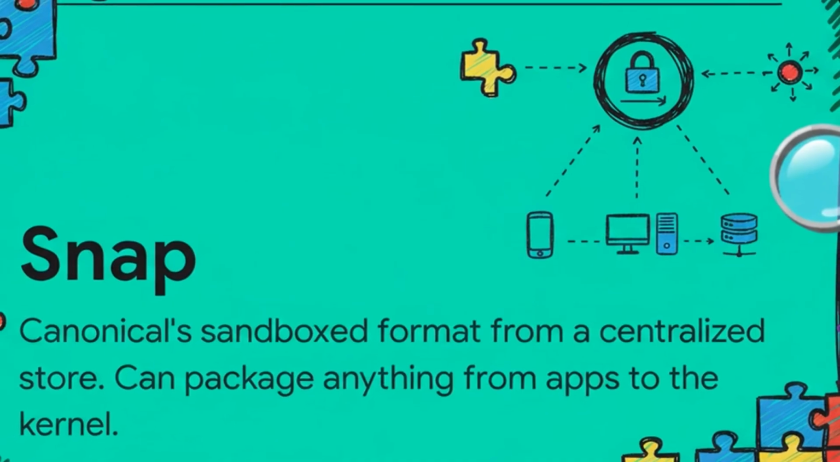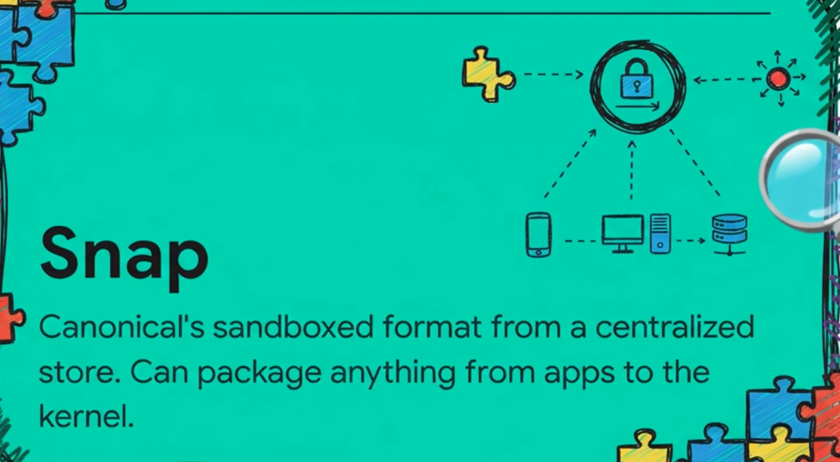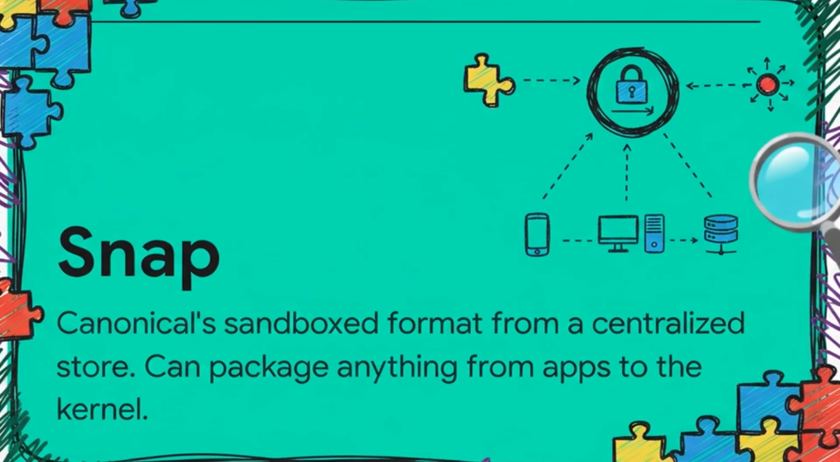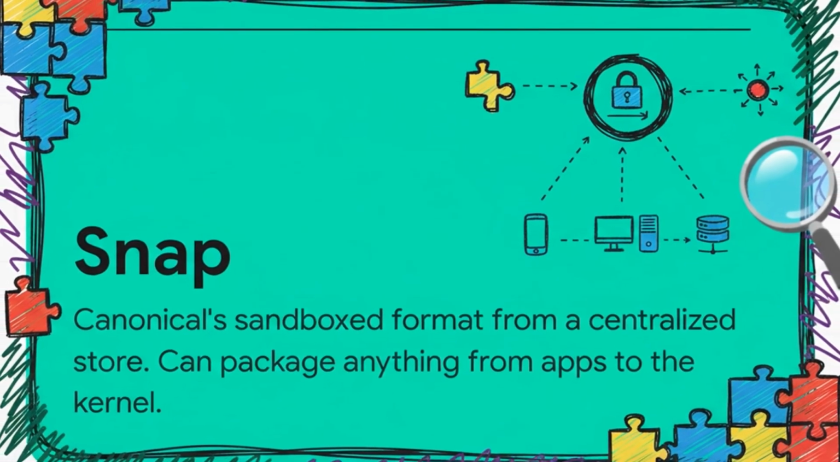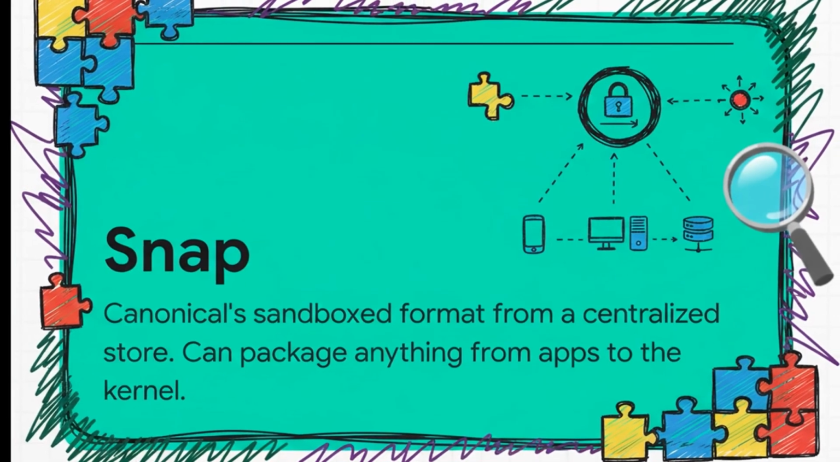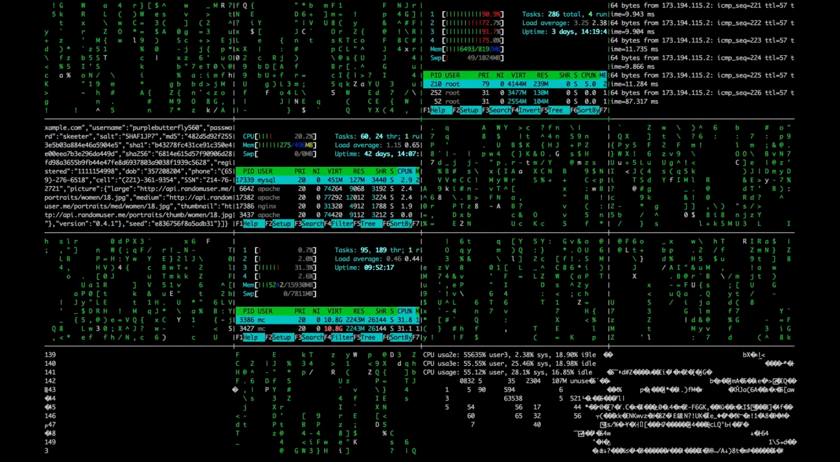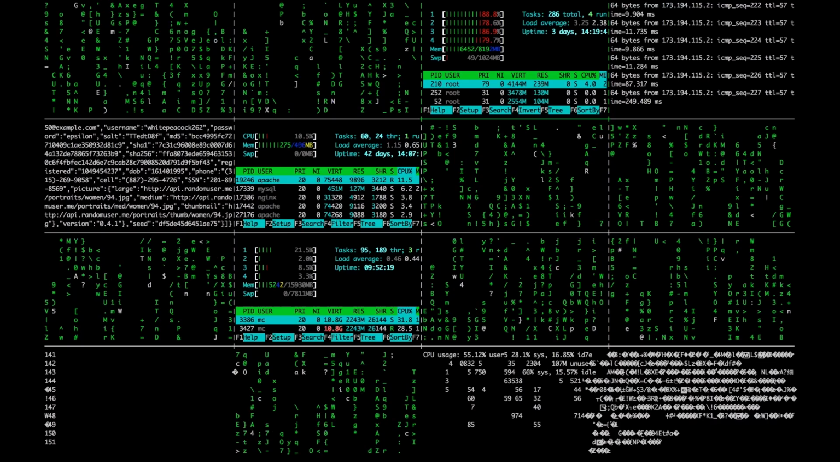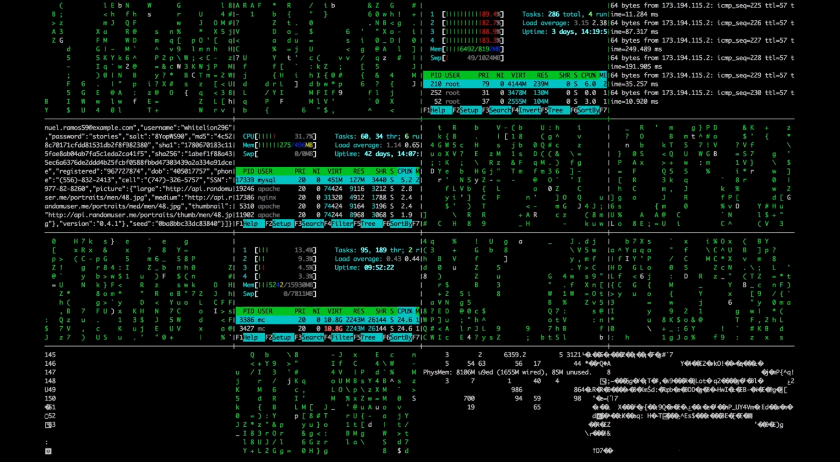So let's talk about Snap. Snap packages are made by Canonical, and each application is packaged with everything it needs inside a container, basically isolated from your system. So the pros of Snap: it's always up to date, more secure, has no dependency issues, and works across different Linux distributions.